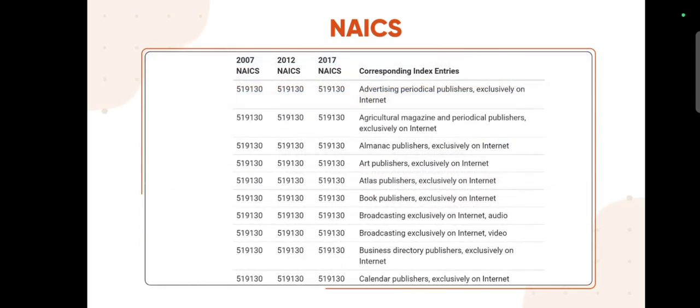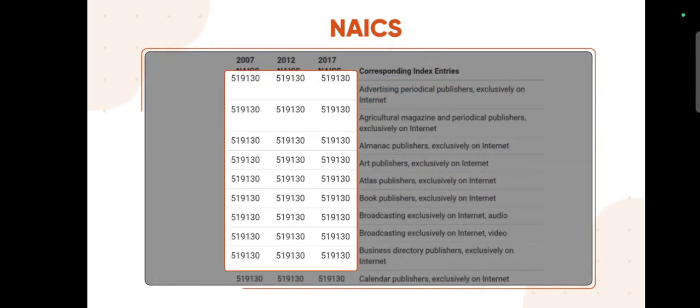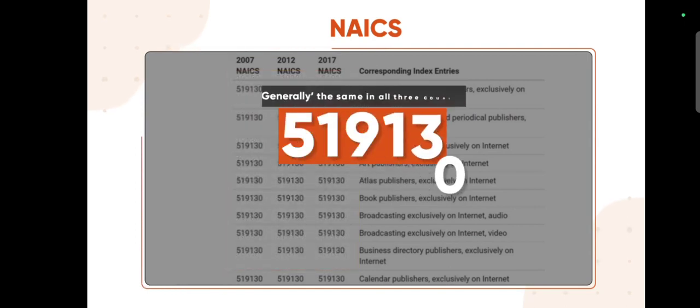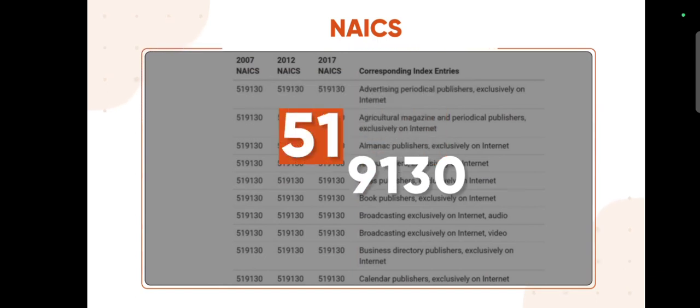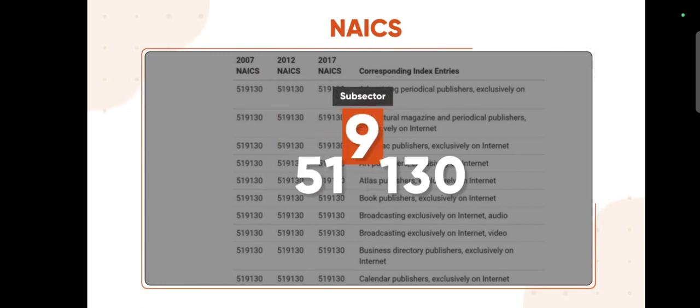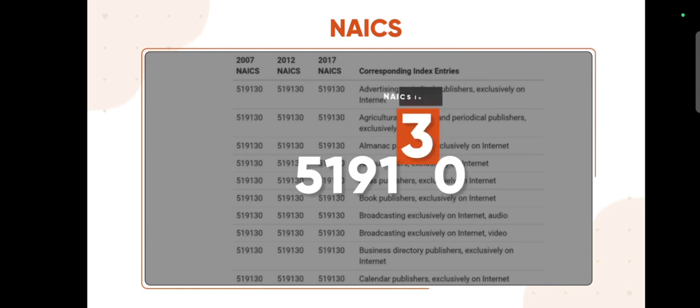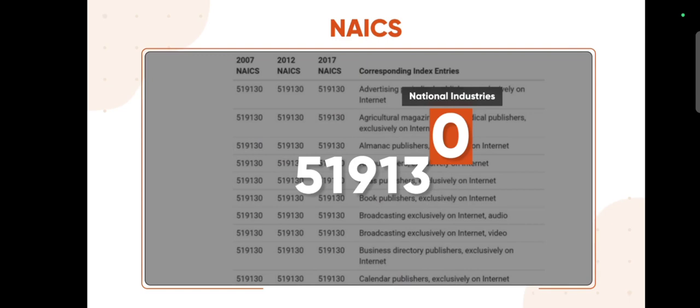The NAICS numbering system employs a 5 or 6-digit code at the most detailed industry level. The first 5 digits are generally the same in all 3 countries. The first 2 digits designate the largest business sector. The third digit designates the subsector. The fourth digit designates the industry group. The fifth digit designates the NAICS industries. And the sixth digit designates the national industries.